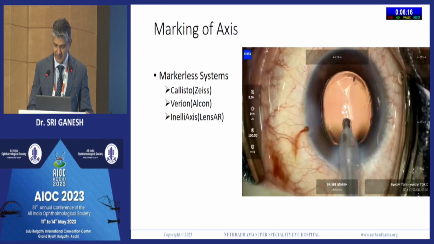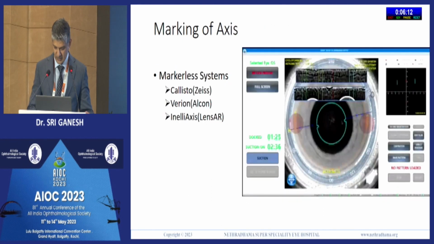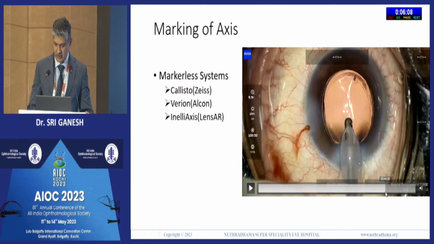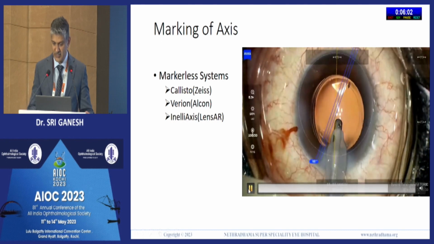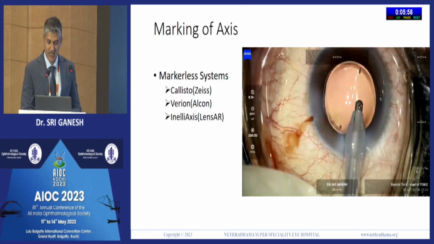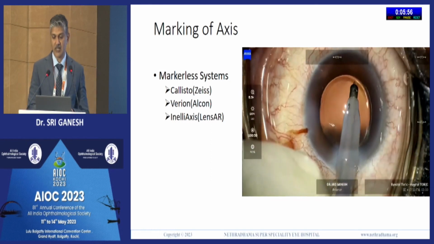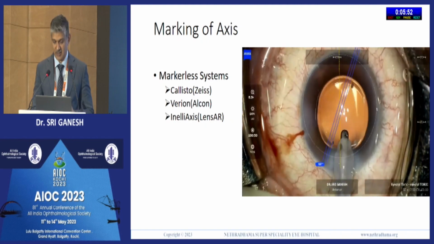You can see the tags in the capsule there, and you can very precisely place the lens. So the advantage is there is no parallax error like the image guided systems, and again post-operatively you can check whether the lens is aligned when you dilate the eye, because these tags are there on the capsulorhexis.